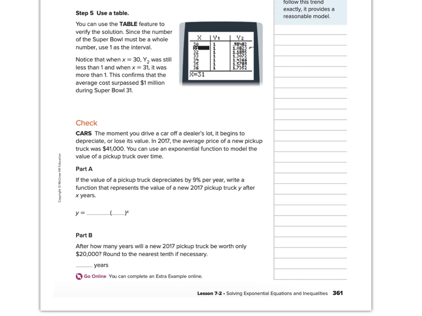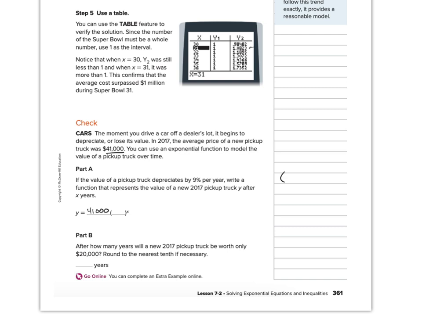And I'll just say, as we set this function up, it says cars, the moment you drive a car off a dealer's lot, it begins to depreciate or lose value. In 2017, the average price of a new pickup truck was $41,000. You can use an exponential function to model the value of the pickup truck over time. Okay, I know that the initial cost is $41,000. So $41,000, my initial cost. It says if the value of the pickup truck depreciates at 9%.